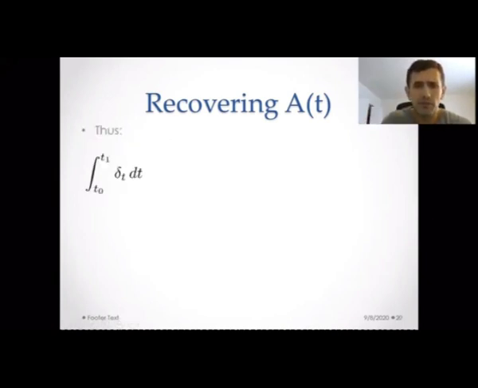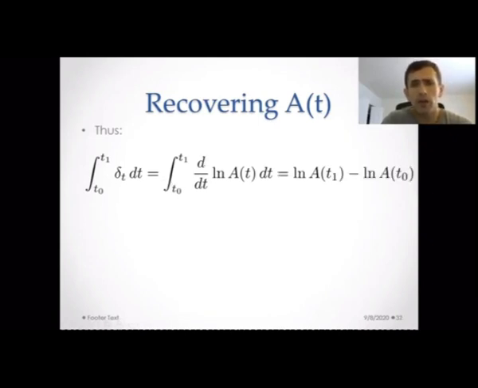Okay. So we integrate both sides from t0 to t1. All right. This is just what we got. Delta of t is the derivative of ln of A of t. Okay. Now I do the fundamental theorem. The integral undoes the derivative, and I'm just going to plug in t1 and then plug in t0. But here's my integrand. It's ln of A of t. So it's ln of A of t1 minus ln of A of t0.